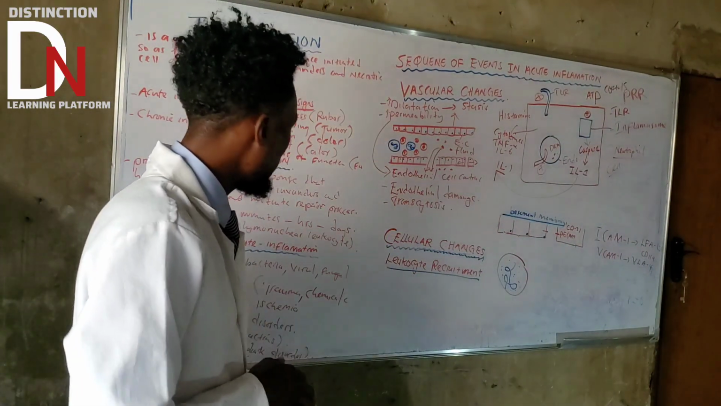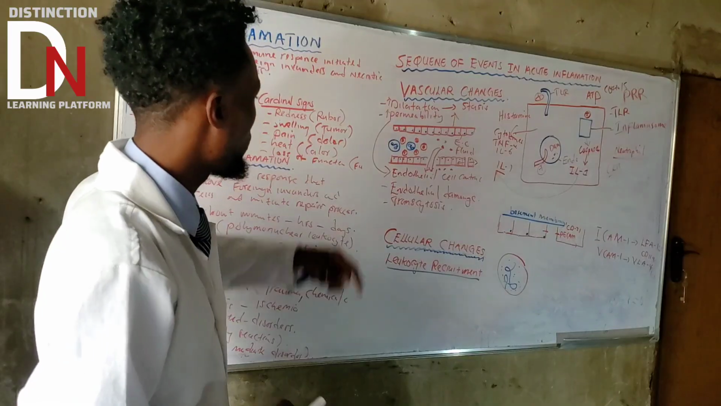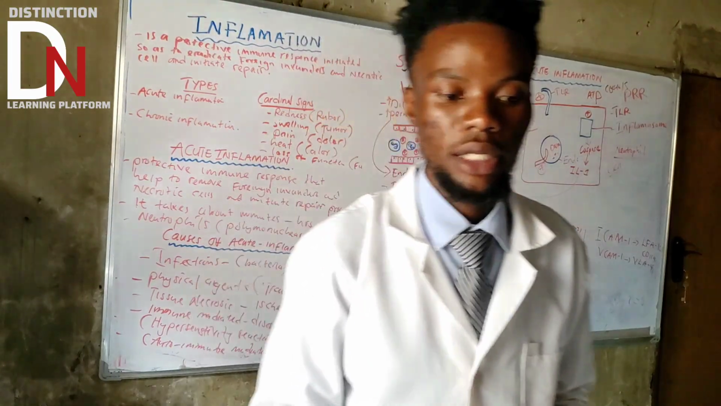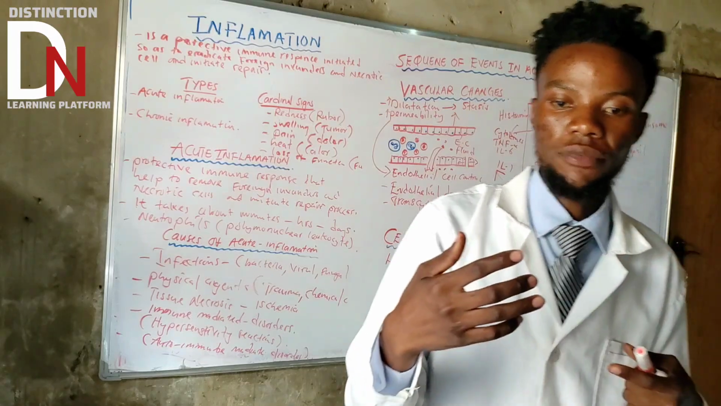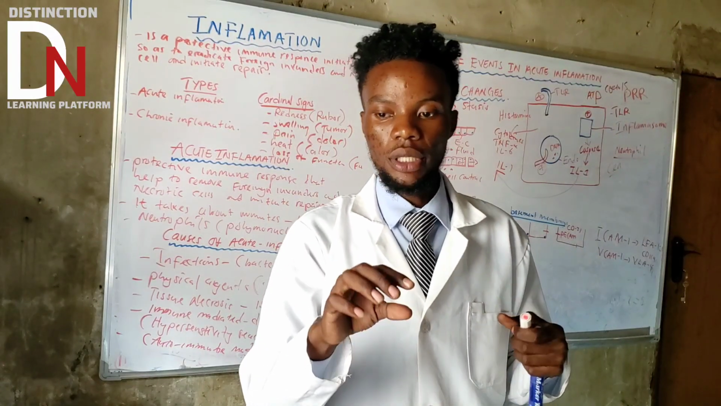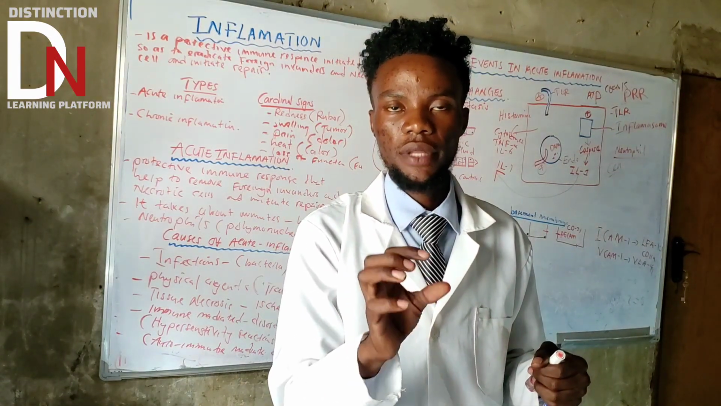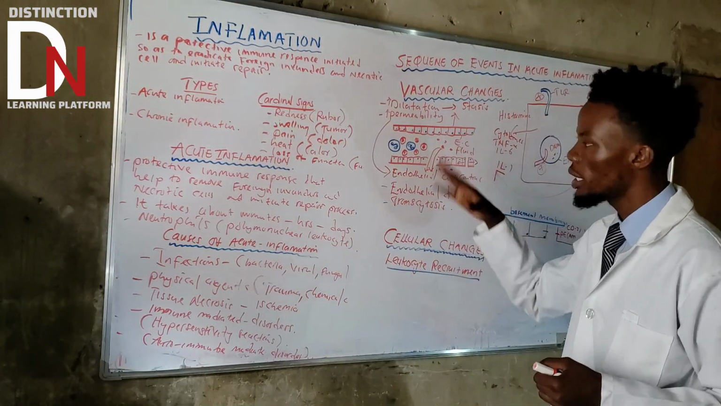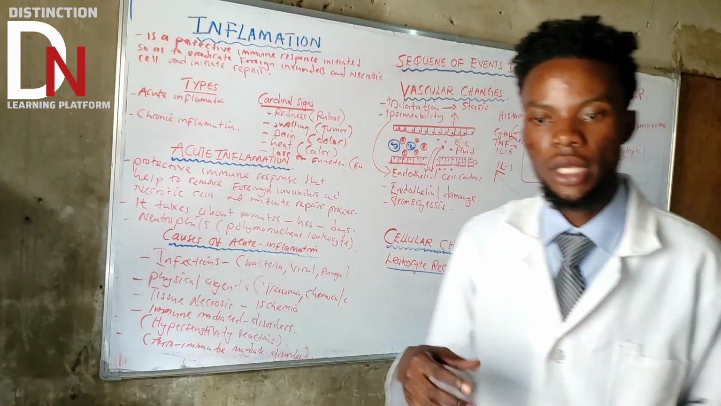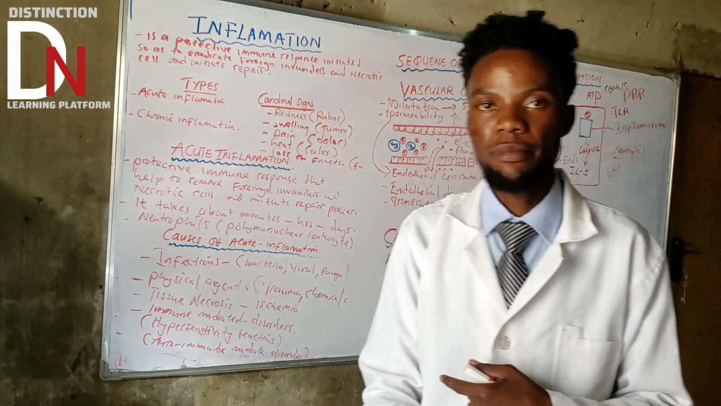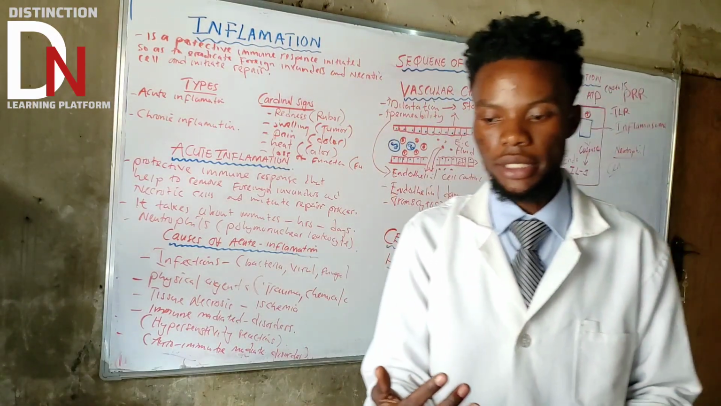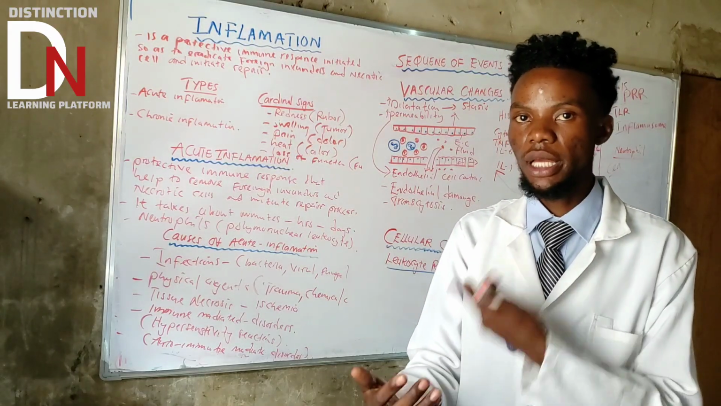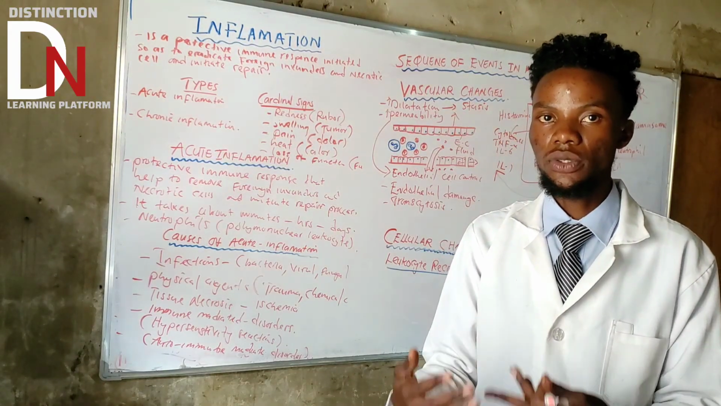Okay, so what else? There is also loss of function. If there is pain, basically because of activation of pain fibers surrounding where there is an acute inflammatory response, someone is unable to use the affected limb. That is loss of function.